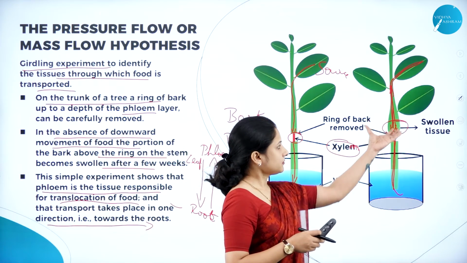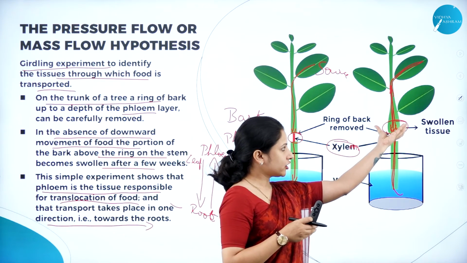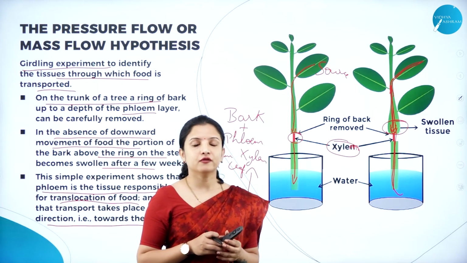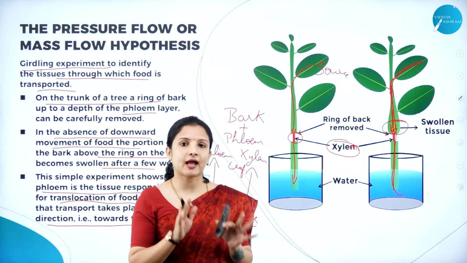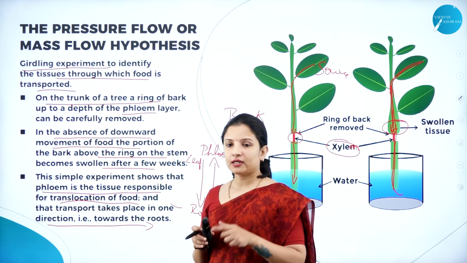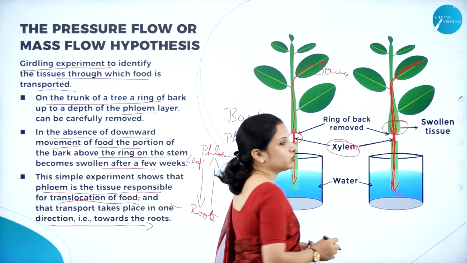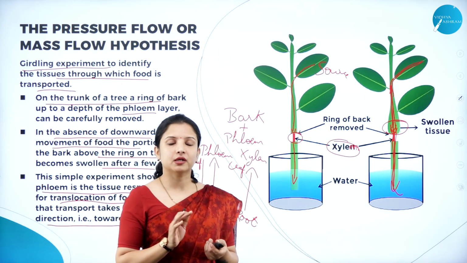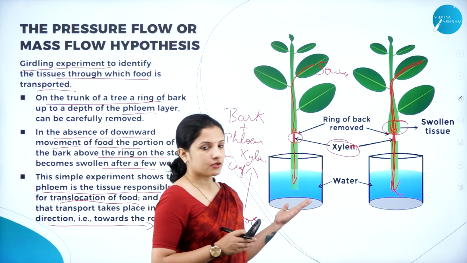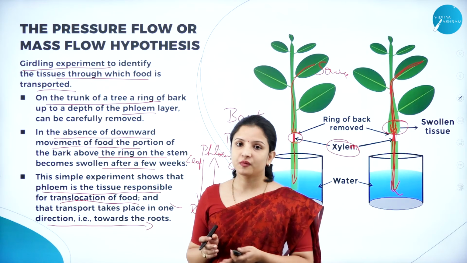Why? Because here the phloem was removed. Therefore, whatever food got accumulated here resulted in the bulging of this portion of the stem. So they were able to understand that phloem is the one that actually transported the food, and that transport took place only in one direction, that was towards the root. So here phloem is the one that helps in the transport of the food, but it is not the xylem. Xylem easily helps in the transport of water, but phloem only the food. So that is how they found out using this Girdling experiment. So this was about this particular experiment.